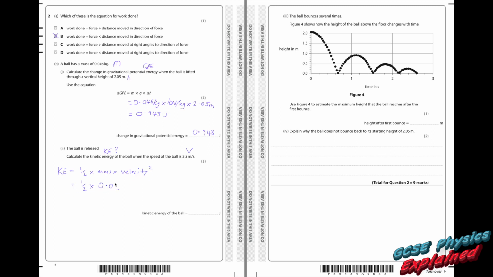It's still the same ball from the last question, so the mass is the same as before. Now make sure that you square the 3.5 first. And that equals 0.28175.